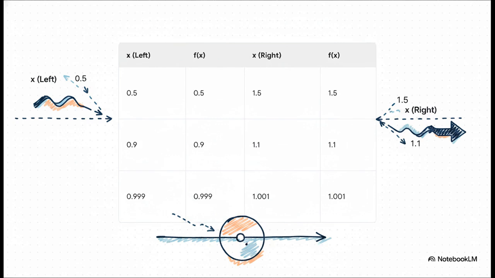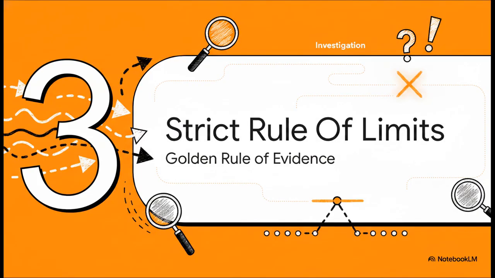This numerical pattern tells us that the limit absolutely exists, even if the function has a literal hole right at that exact coordinate. We don't need to step into the hole to know exactly where the road was leading. The table reveals the destination without ever touching the undefined point. Moving to Part 3, the strict rule of limits, the golden rule of evidence.